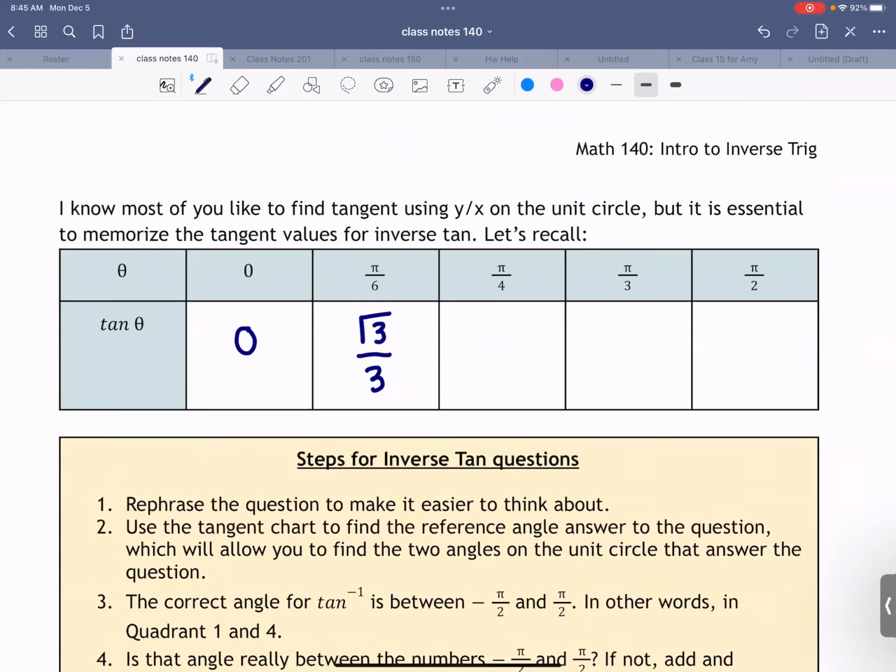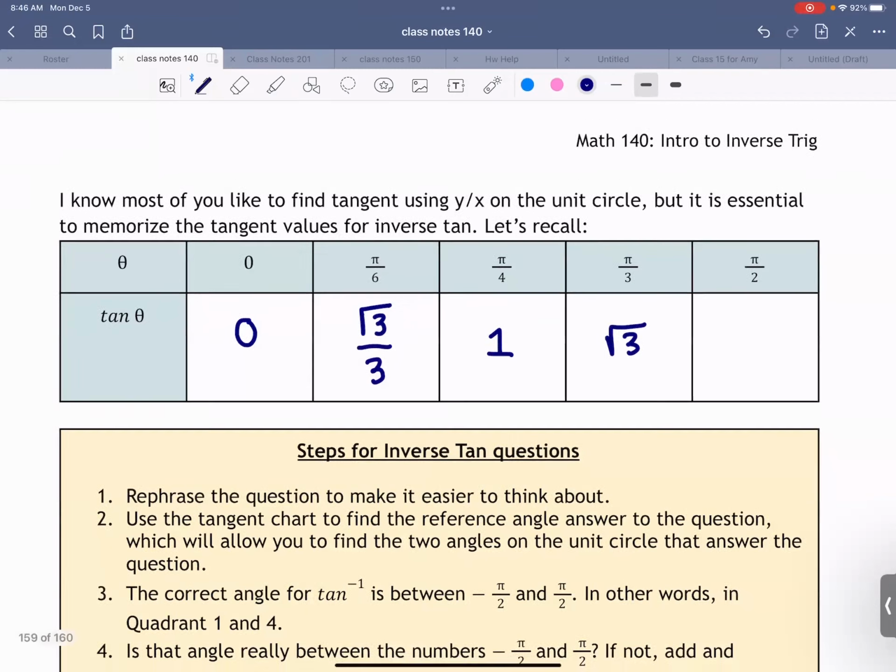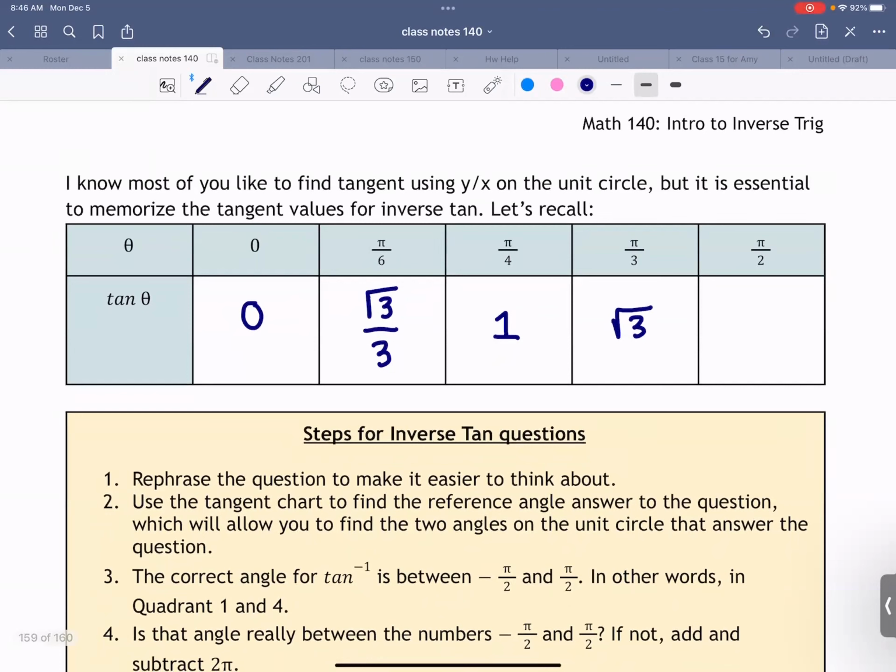Does anyone remember pi over 4? That would be the sine and cosine. Since they have the same value, does anyone remember what pi over 4 would be? 1, good. That one's another easy one to remember. Pi over 3, I think this one's easy to remember because it has a 3 in it, and it's just square root of 3. And who remembers what happens when we're taking the tangent of pi over 2? Yeah, DNE, undefined, something like that. Okay, so when we're doing inverse tangent, we're going to reference this chart because it's going to make it a little bit easier and faster to go between values of tangent and angle values.